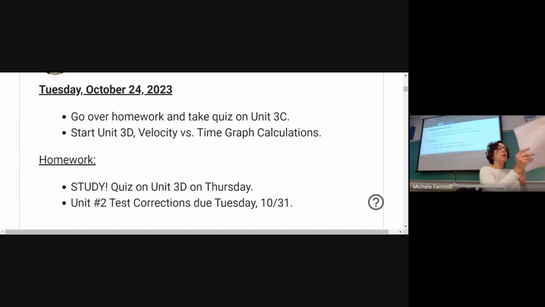Before you leave today, I will hand back your test from Unit 2. If you are eligible to do test corrections, I've attached the sheet. I'll go over with you again before we leave about how to do those, since many more of you are eligible this time. All right, let me come around and check page 16.